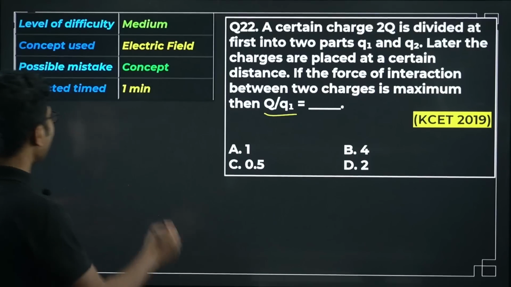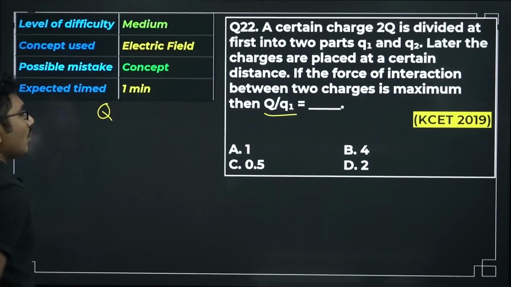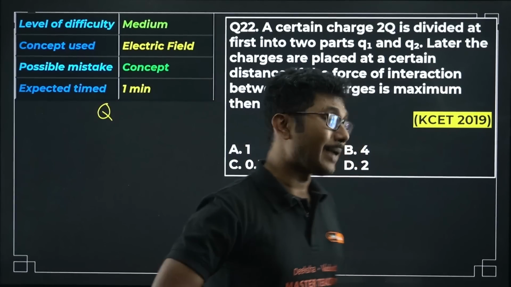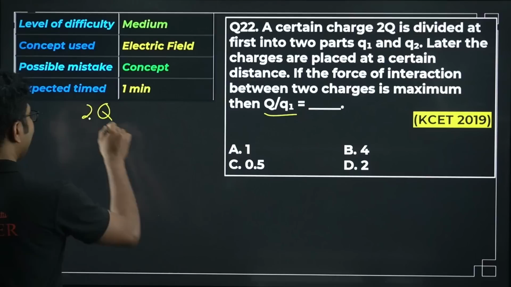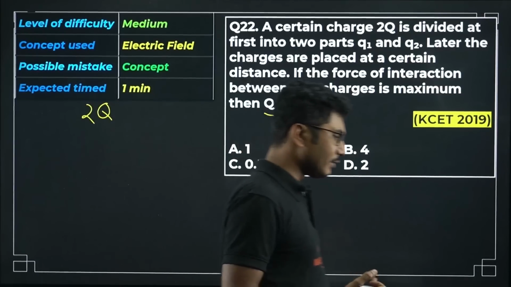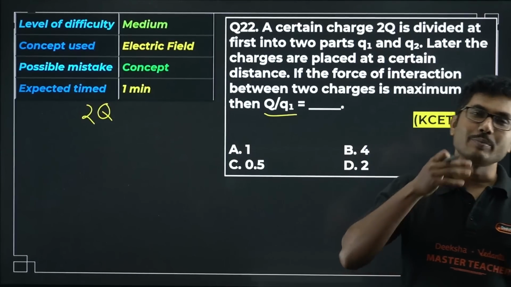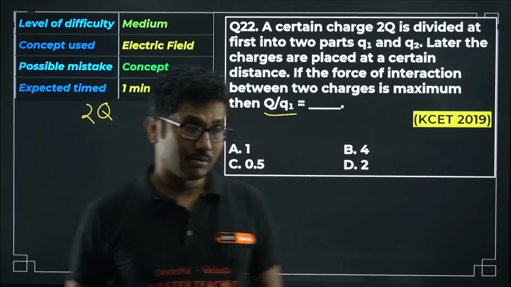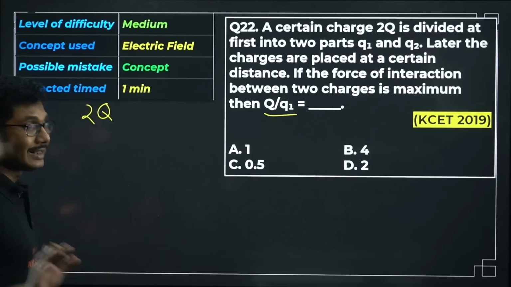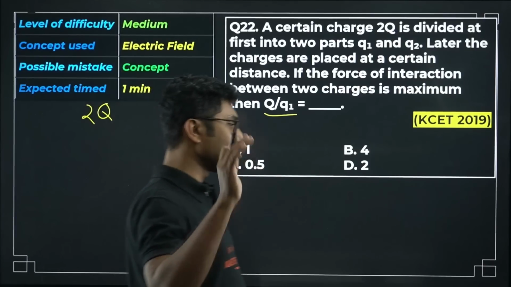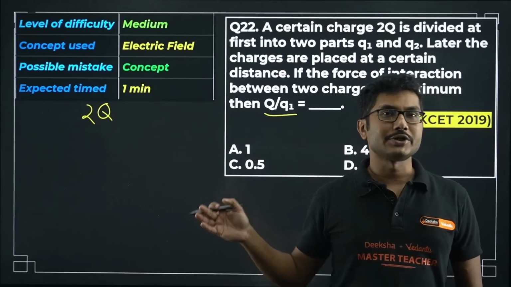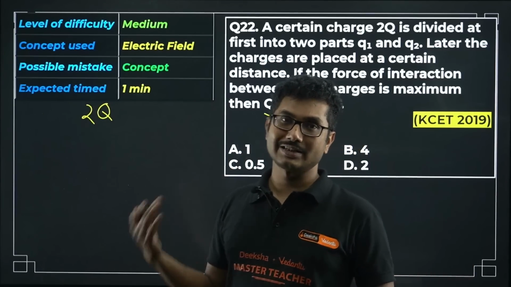So if you have a charge capital Q, and you want to get the maximum force between the charges when you divide it into two halves, then you have to divide the charge into two equal parts. In any other combination the force will not be maximum.